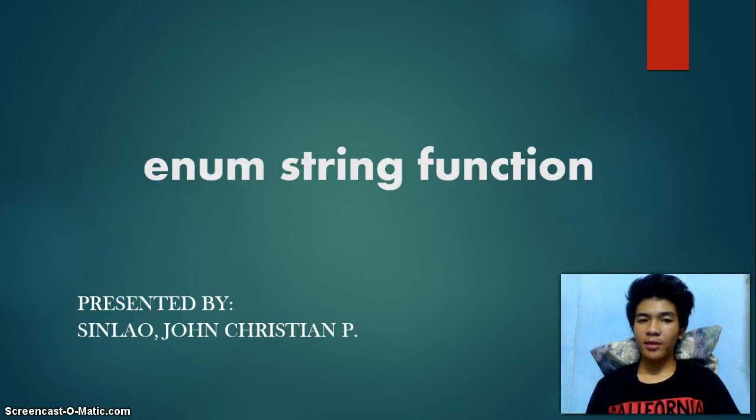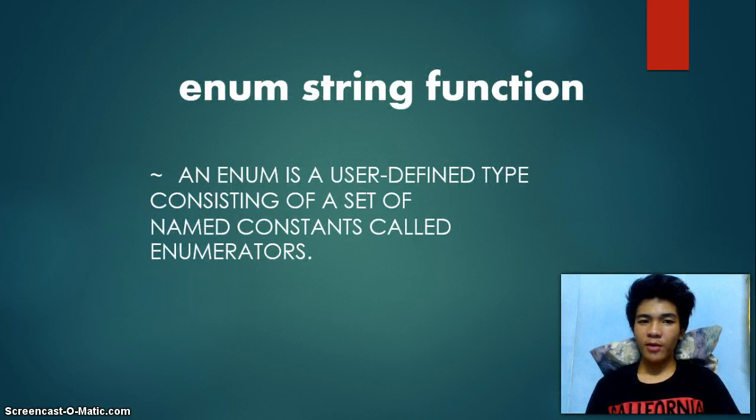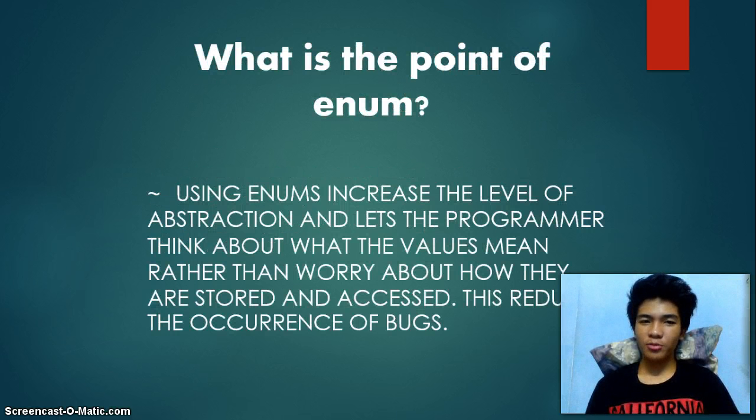Today I'll discuss the enum string function. What is the enum string function? An enum is a user-defined type consisting of a set of named constants called enumerators. What is the point of using enum?